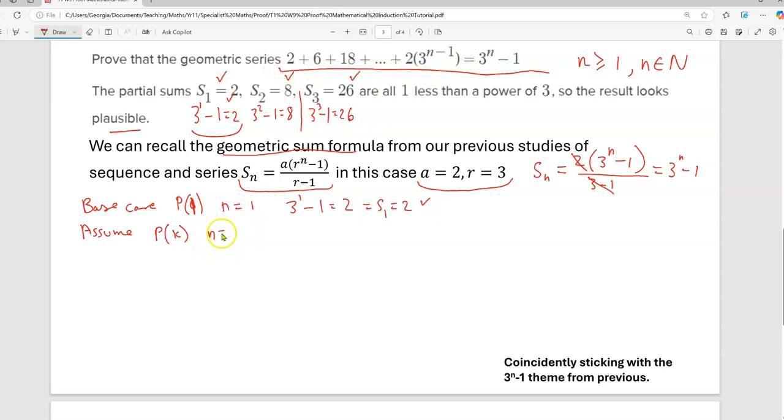So we're assuming it's correct for n is equal to k. Basically, we're saying that 3 to the power of k minus 1 is equal to this geometric sum for k. We're assuming that to be true. Okay, let's have a think about this. That is assumed to be true.